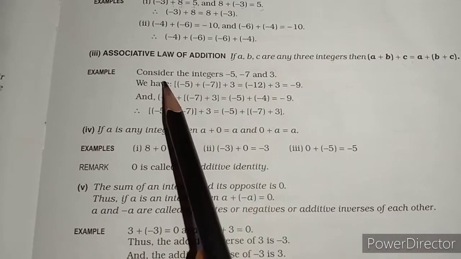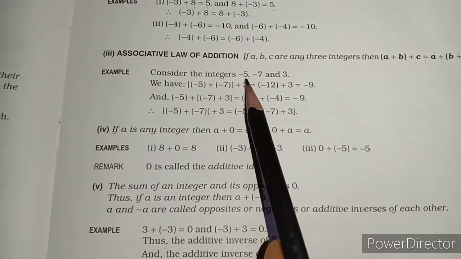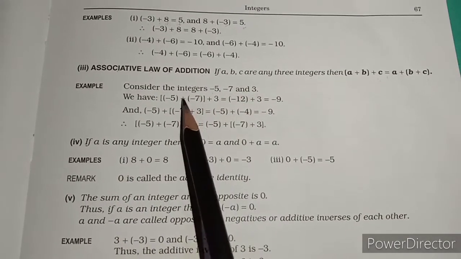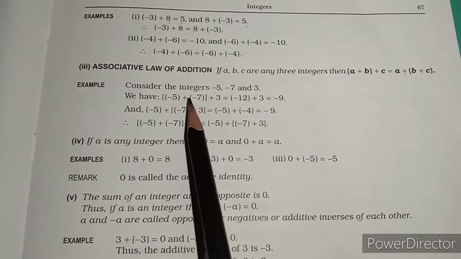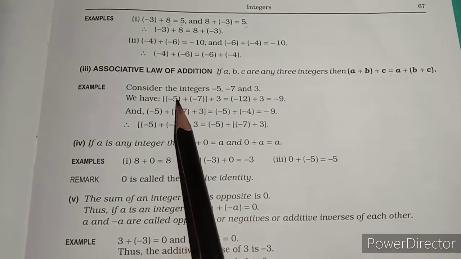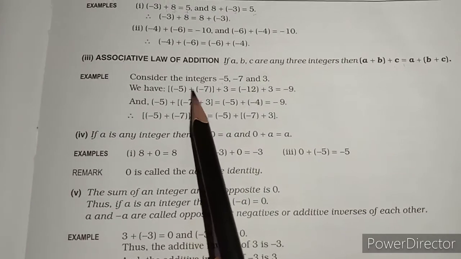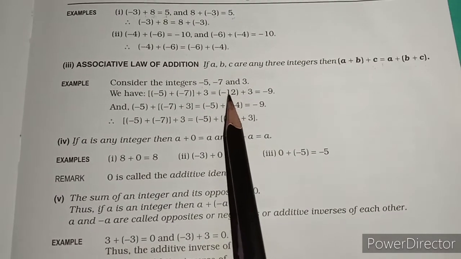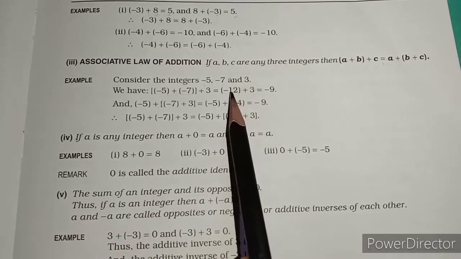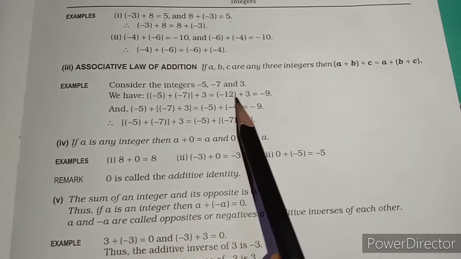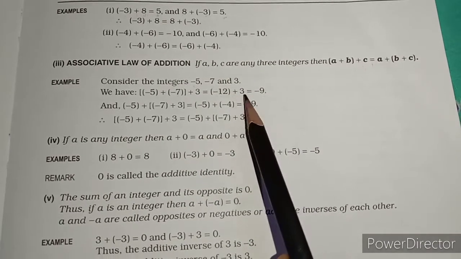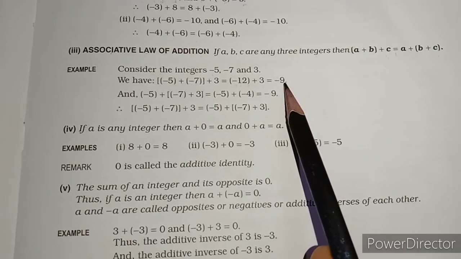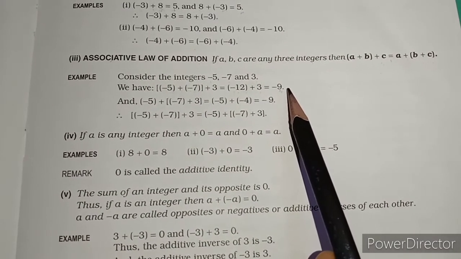See one of the examples here. The three integers are taken as -5, -7 and 3. So first in LHS, a plus b is within the bracket. So -5 plus -7, both are negative. When they are added, the sum is -12, and when -12 is added to +3, one is negative, one is positive, so you have to find the difference. The difference is 9, and the greater number's sign is minus. So -9 is the value of LHS.